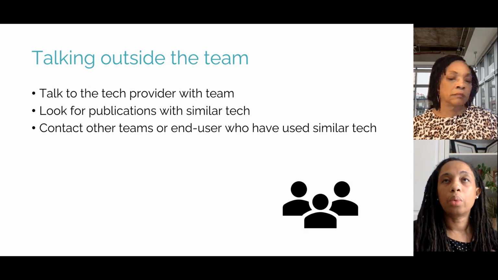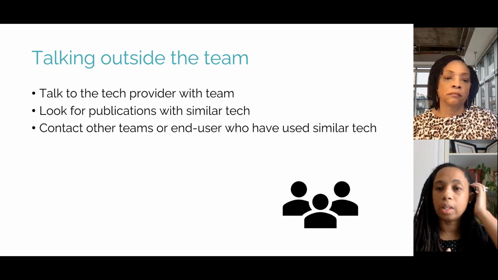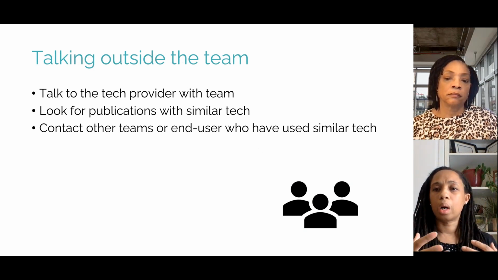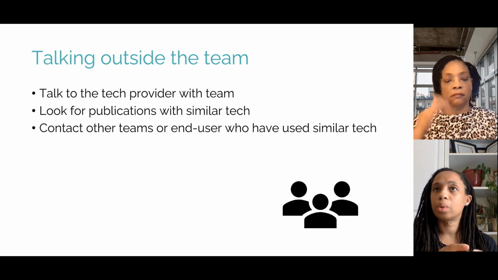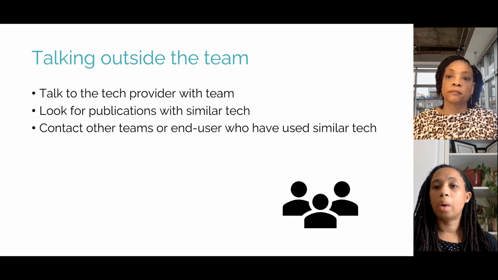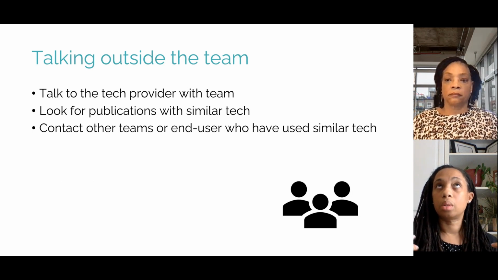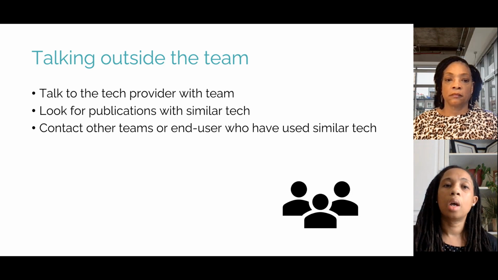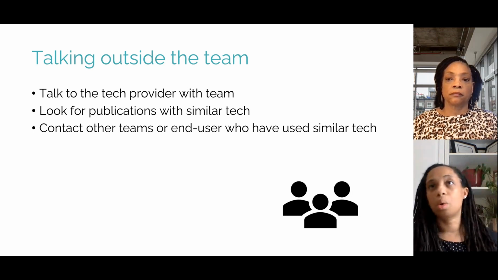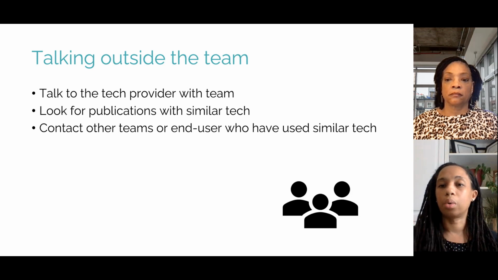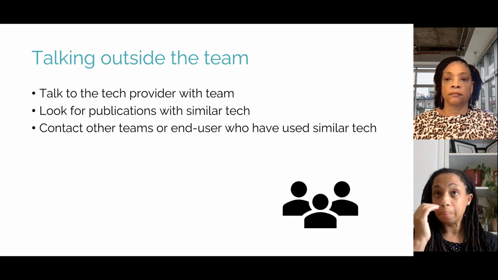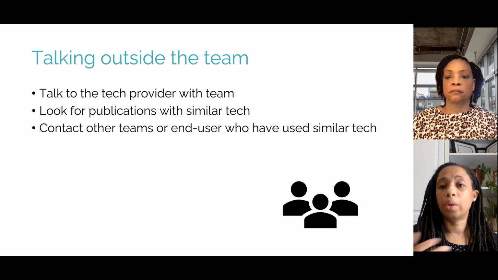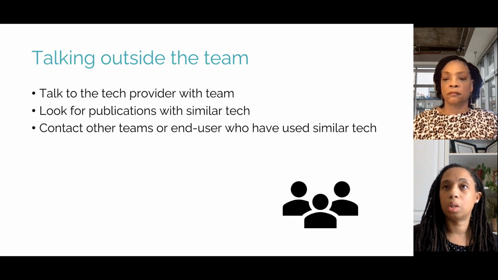So next, we went into talking outside of the team. When you're working in a group as the lead, you always have to have an ID person that's your spokesperson. They will help you funnel questions for your tech. They are the people who are going to schedule the group calls. They'll bring in vendors early in the process to help you weed through what you need for your particular study. Also, we combed through and looked for publications with similar tech.